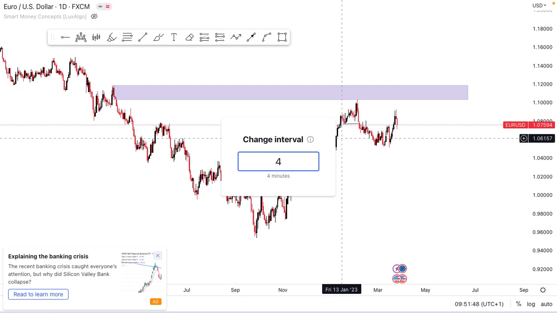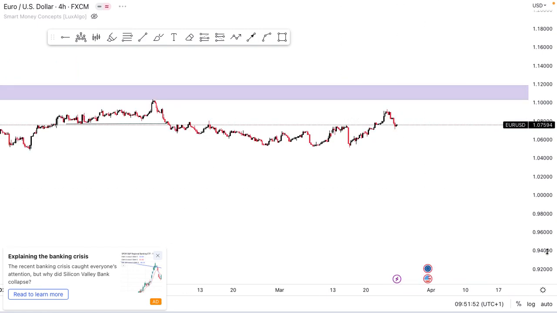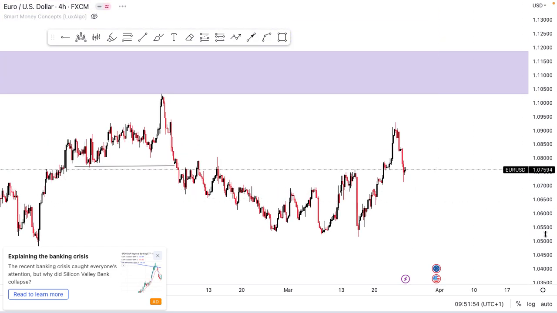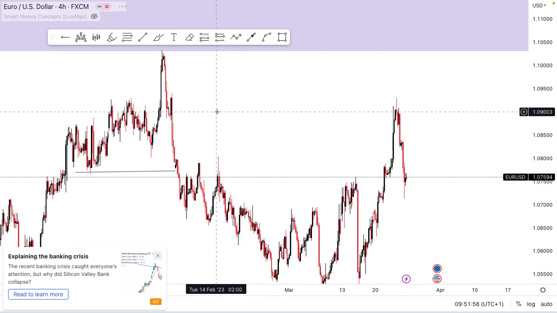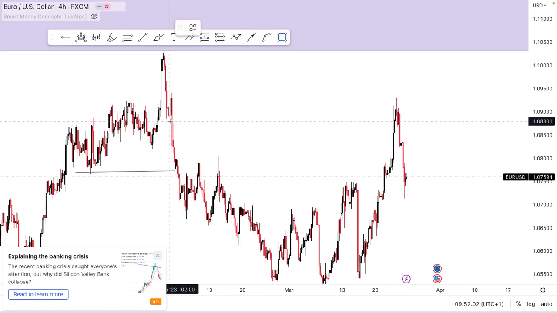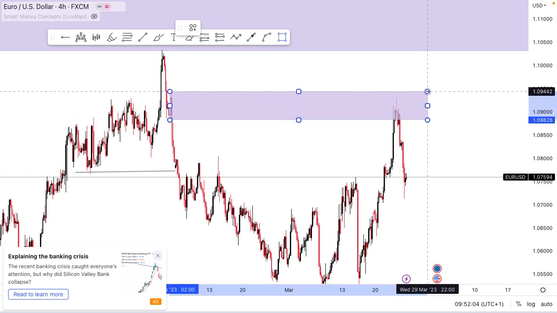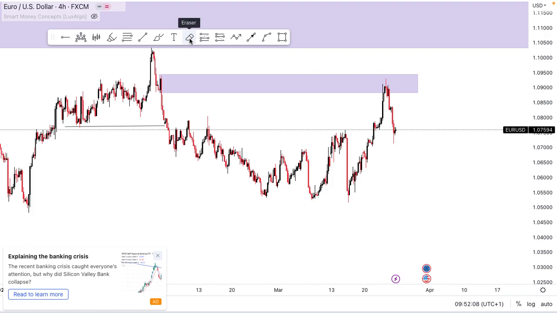So I'll go down to the 4 hour time frame. So could this be the fair value gap that price can tap into before rejecting to the downside? Well, maybe yes. I go down to the 2 hour time frame.